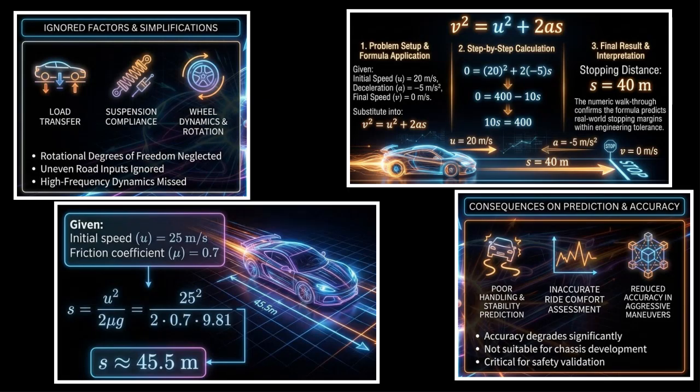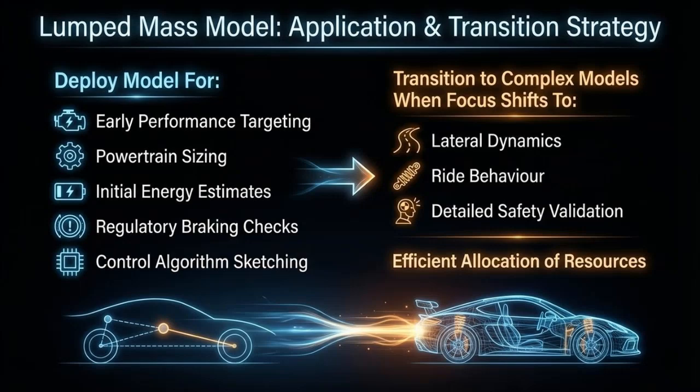By neglecting load transfer, suspension flexibility, wheel dynamics, and rotational motions, this simplified model cannot accurately capture vehicle handling, stability, or ride comfort. Its accuracy reduces during aggressive maneuvers, on uneven road surfaces, and under high-frequency inputs. For these conditions, higher fidelity vehicle models are essential for detailed chassis development and safety critical validation.